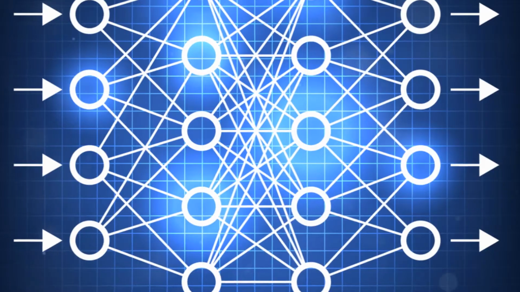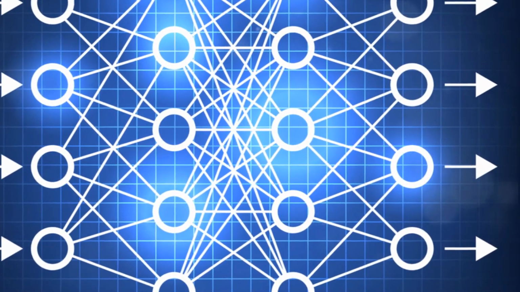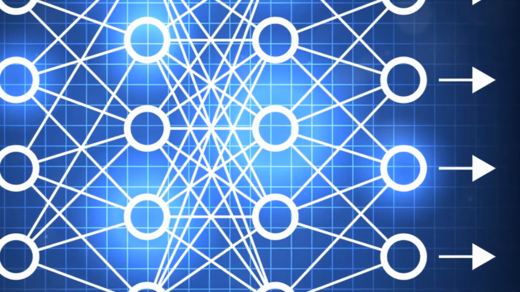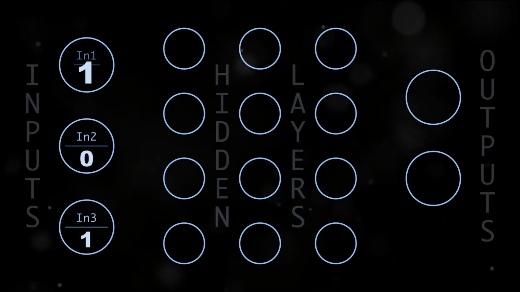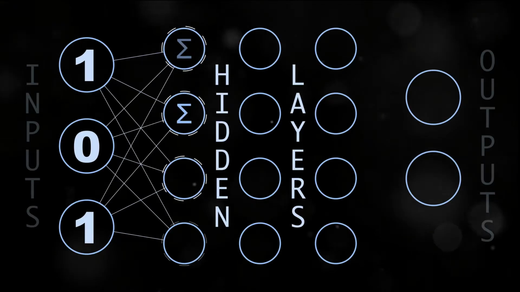How can artificial neural networks learn complex patterns? Today, we're diving into one of the core mechanisms that enable the learning: activation functions. A neural network, at its most basic, is a series of nodes or neurons, each capable of processing information.